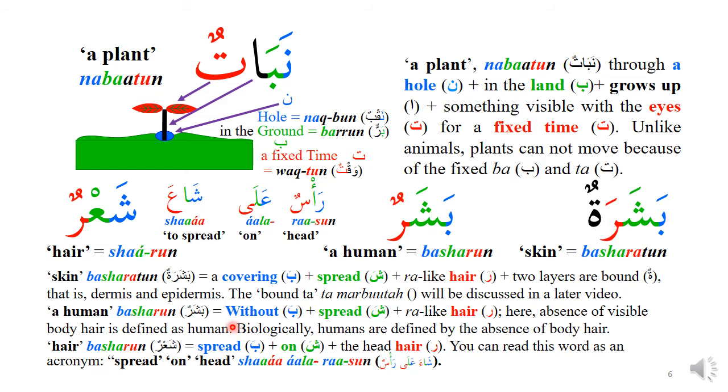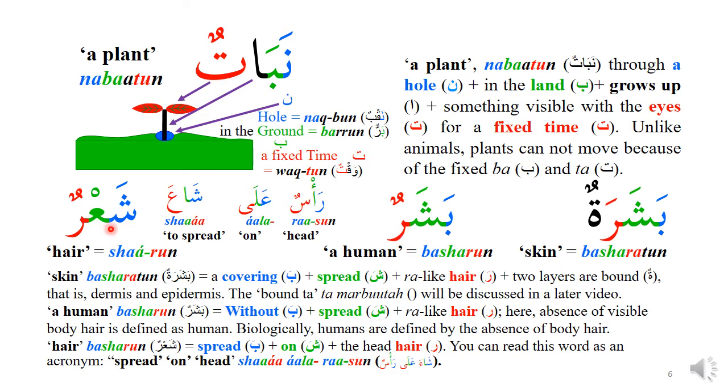Okay, and basharun means a human, and you see how this defines a human is that ba is without, right? So without, sha'run means sheen is spread here, so visible here. The sheen is something visible. You see the sun, trees, and something on the outside, which is visible. So without visible hair is human. So human is, biologically speaking, defined as the absence of body hair. Compared to other mammals or the apes, humans do not have body hair. So this is a biological definition of the human, basharun.